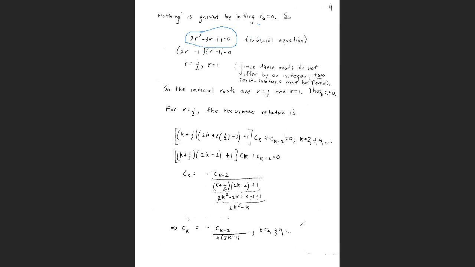So now I'm going to solve this for r. I can factor this so that I get r equals 1/2 and r equals 1. So we got two values for r. That's good, because I want to have two power series solutions, right?